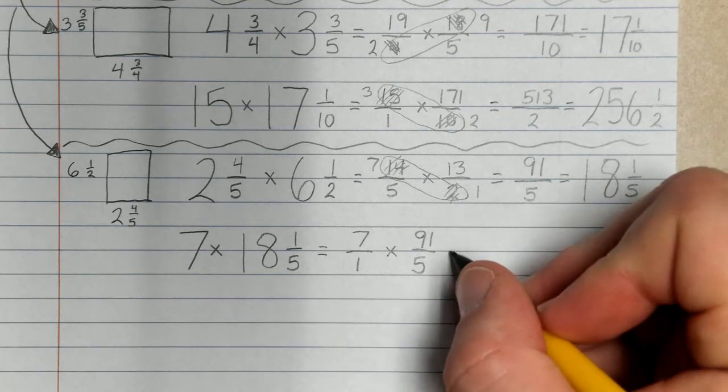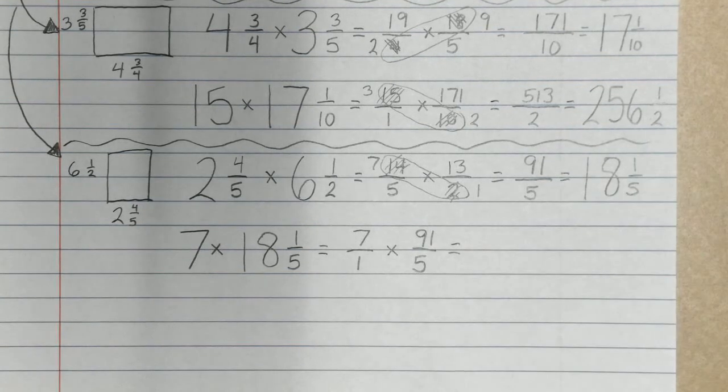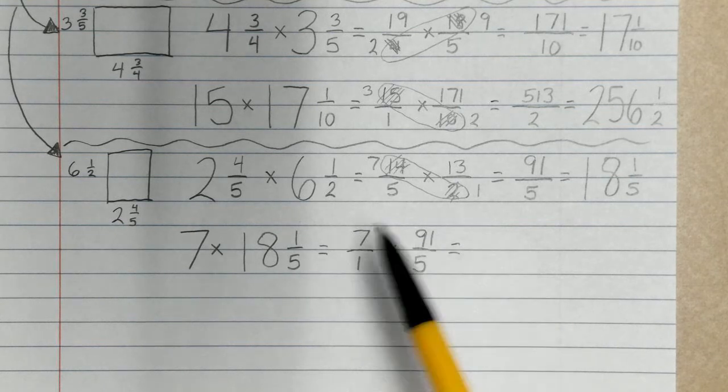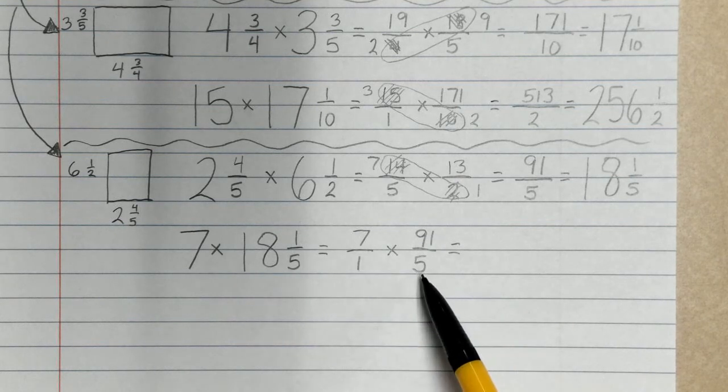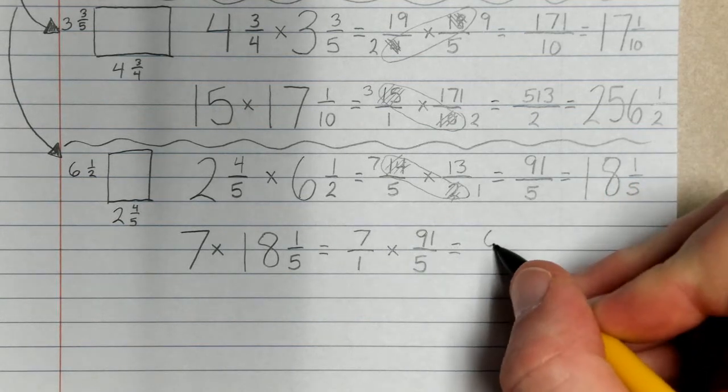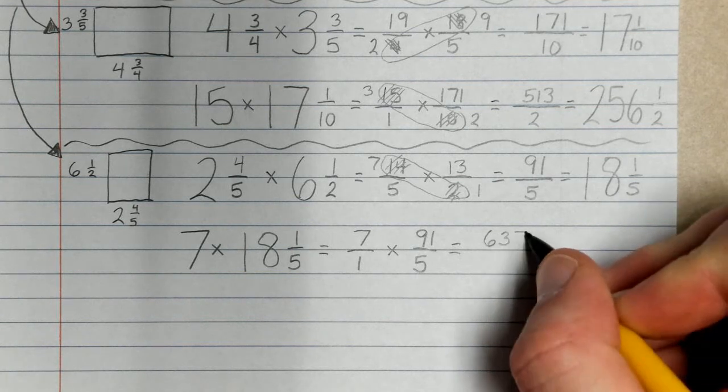Now, unfortunately, there is no cross-canceling we can do here. 1 and 91 don't share any useful common factors. 7 and 5 don't share any. We're just going to have to multiply across. 7 times 91 is 637.